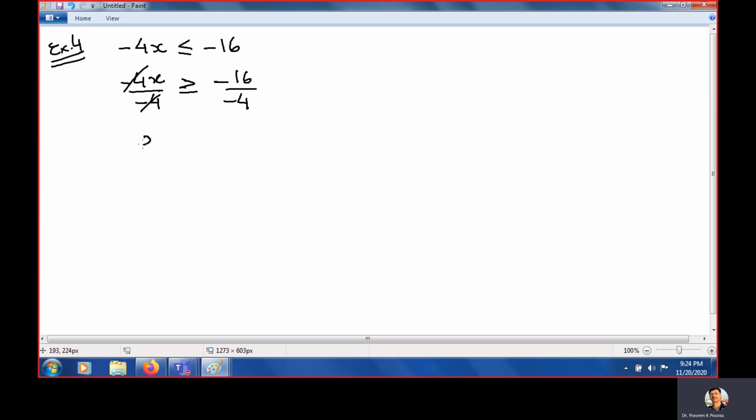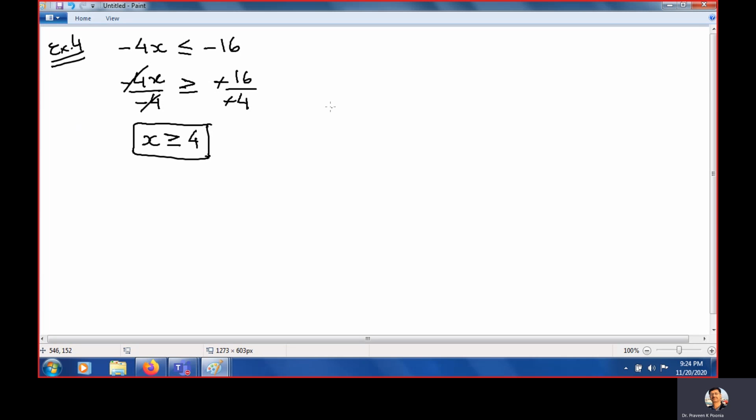This cancels. So x greater than or equal to negative 16 by 4, which is 4. So the answer of the question is x greater than or equal to 4.